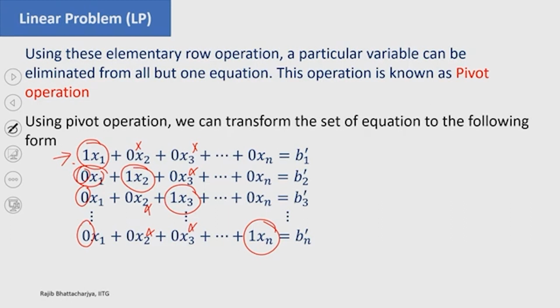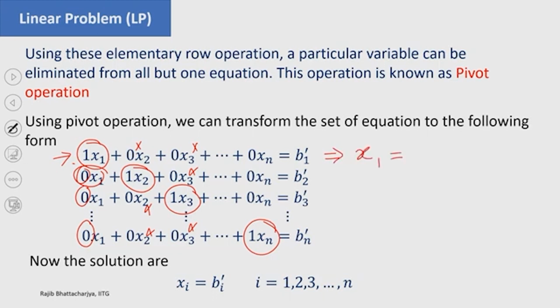So, in this order I have said, but it can be in a different order also. Now if I can transform this set of linear equations in this form, then what is the solution? You just see that in the first equation we have only one variable, x 1. The coefficient of x 2 is 0, x 3 is 0, x n is 0. Therefore, from the first equation I will get x 1 equal to b 1 dash.